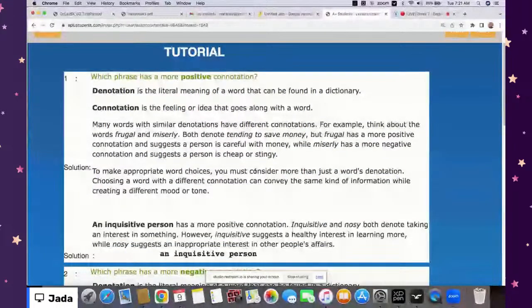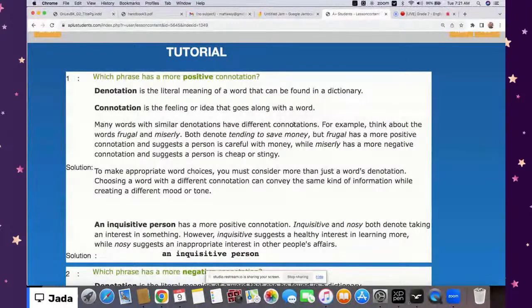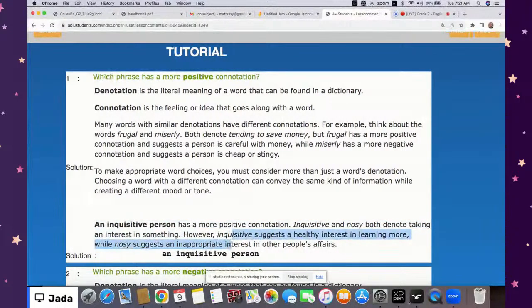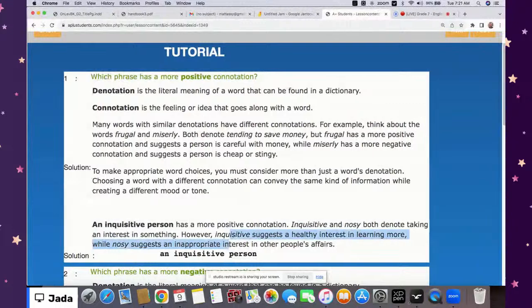An inquisitive person has a more positive connotation. Inquisitive and nosy both denote taking an interest in something. However, inquisitive suggests a healthy interest in learning more, while nosy suggests an inappropriate interest in other people's affairs.